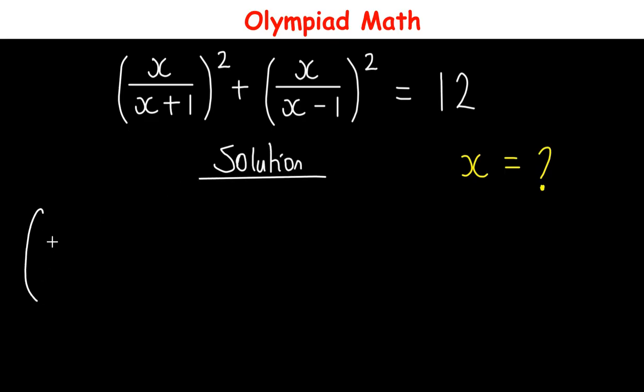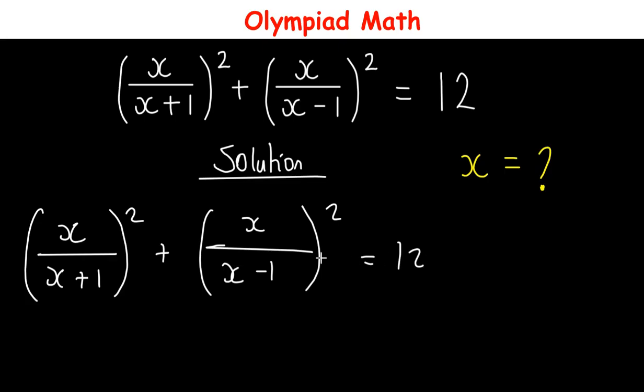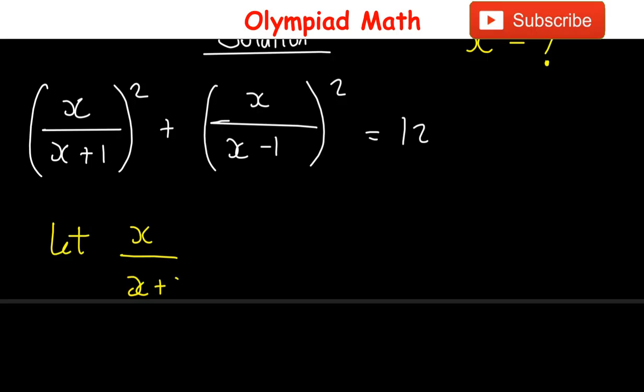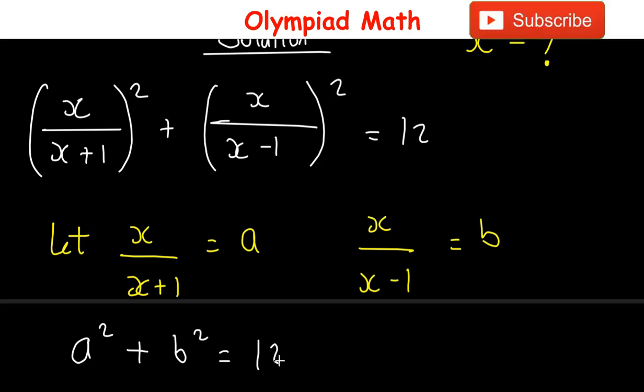So we have (x/(x+1))² + (x/(x-1))² = 12. With this, we are going to say that let x/(x+1) equal a and x/(x-1) equal b, such that this equation then becomes a² + b² = 12.